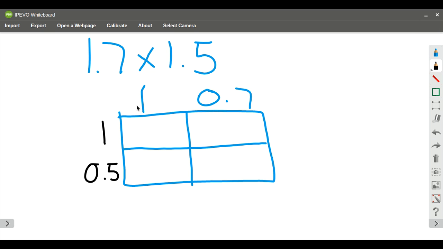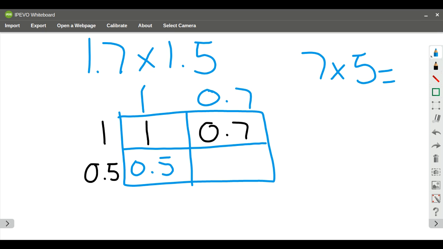So when I do 1 and 5 tenths, I'm going to go ahead and see what I get. So 1 times 1 is going to be 1. And then I'm going to multiply 1 times 7 tenths, which anything times 1 is itself. So it's going to be 7 tenths. Then I'm going to multiply this 1 right here by 5 tenths. So 1 times 5 tenths is going to be 5 tenths. And then I'm going to multiply 5 tenths by 7 tenths. And so if I just ignore the decimals and do 7 times 5, I'm going to get 35.